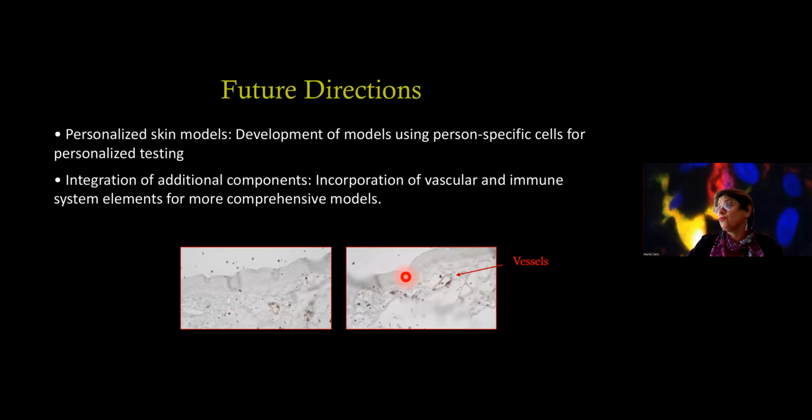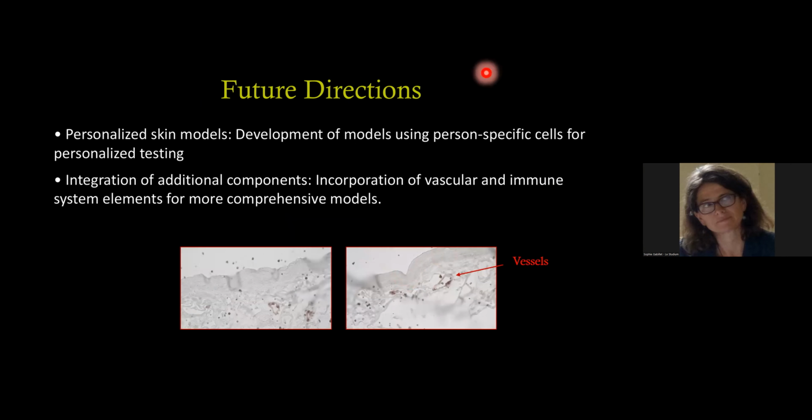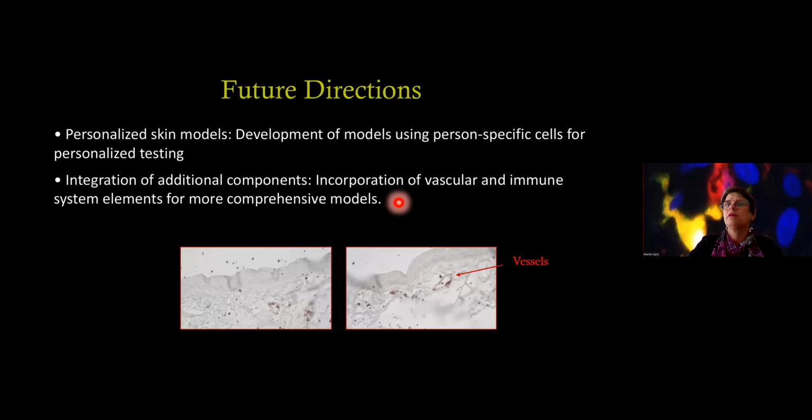Another future direction can be personalized skin model using person-specific cells for personalized testing, which will be very important since there is very different behavior according to phototype, age, and microenvironment. And also the integration of additional components, incorporation of vascular and immune system elements for a more comprehensive model. Here you can see some vessels in the reconstructed skin on collagen matrix.